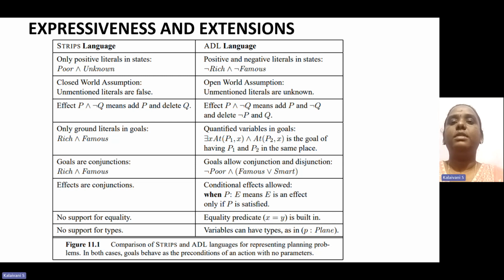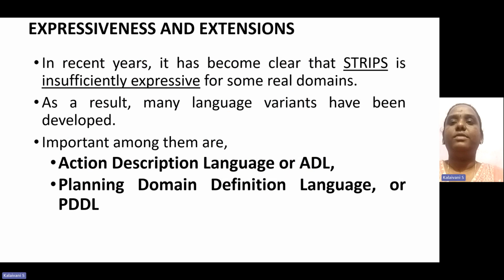And then next comes the expressiveness. So here they have given the other languages which were developed after Strips. They are ADL, action description language, and then PDDL, which is planning domain definition language. So these are the two languages that were developed with more expressiveness when compared to the Strips language.